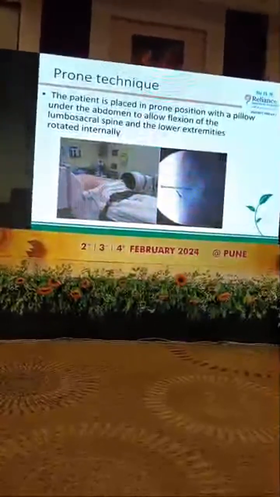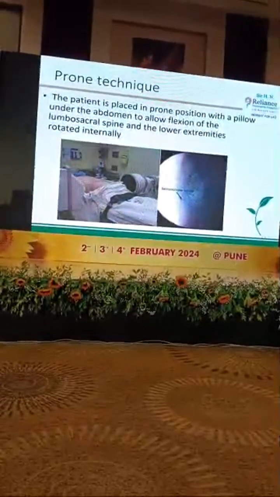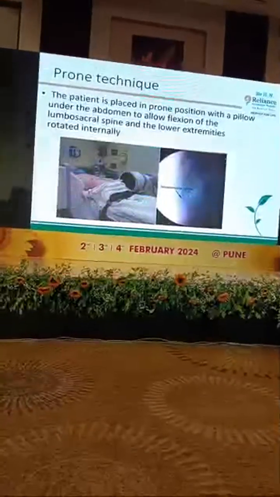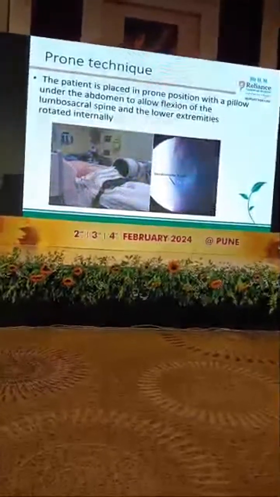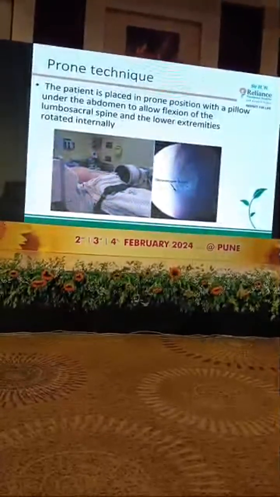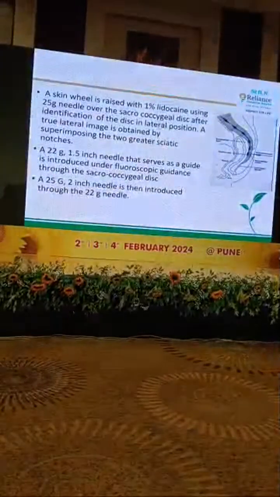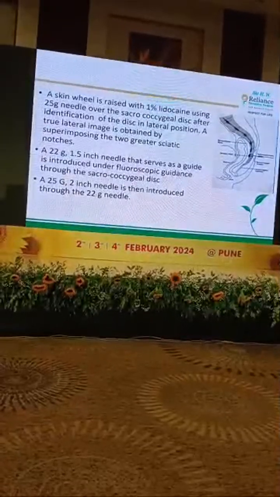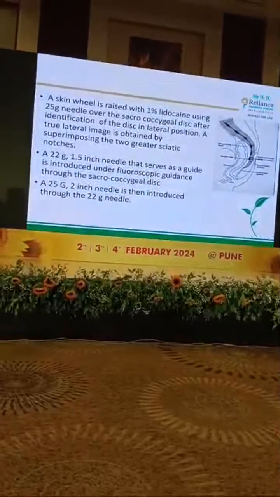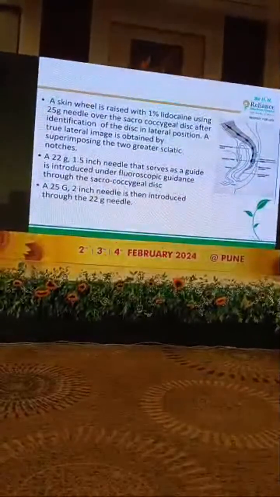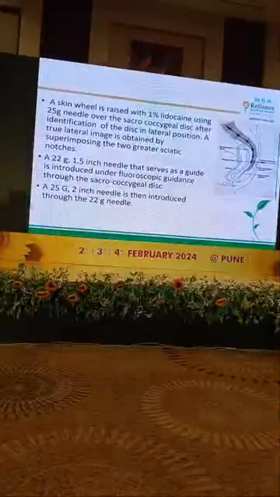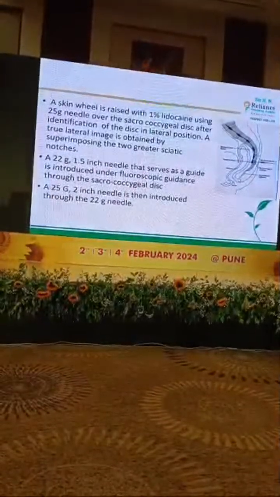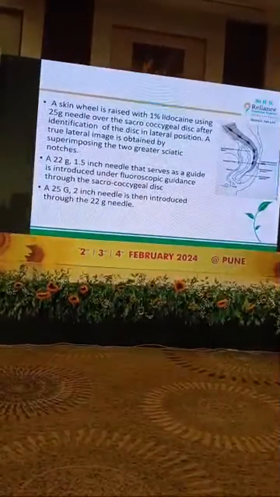The patient is placed in the prone position with a pillow under the abdomen to allow flexion of the lumbosacral spine, and the lower extremities are internally rotated. The C-arm is placed in the lateral position and a skin wheal is raised with 1% lidocaine using a 25 gauge needle over the sacrococcygeal junction after identification of the disc in lateral position. An important point is that we have to obtain a true lateral image, which is done by superimposing the greater sciatic notches. I will be describing that in my video.